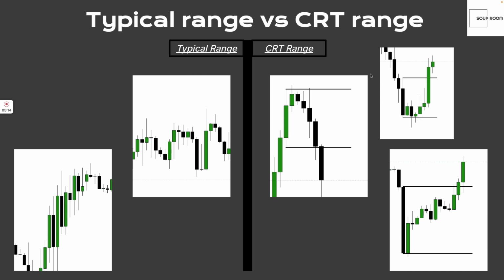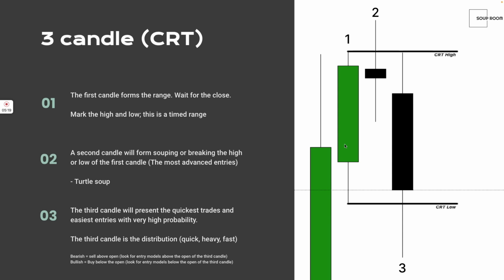Focus on trading CRT ranges. Filter out your trades. So as I said, there were two types of CRT, a 3 candle and an inside bar plus CRT.